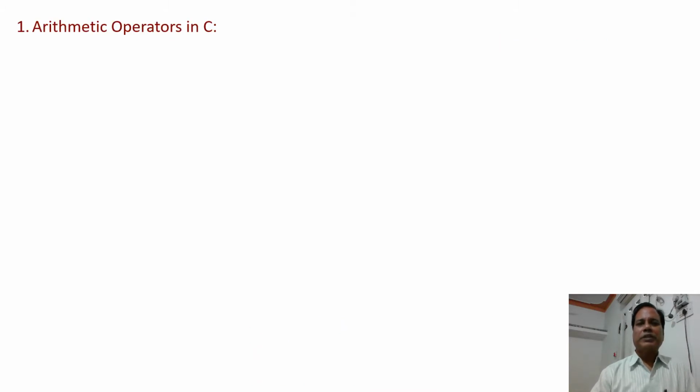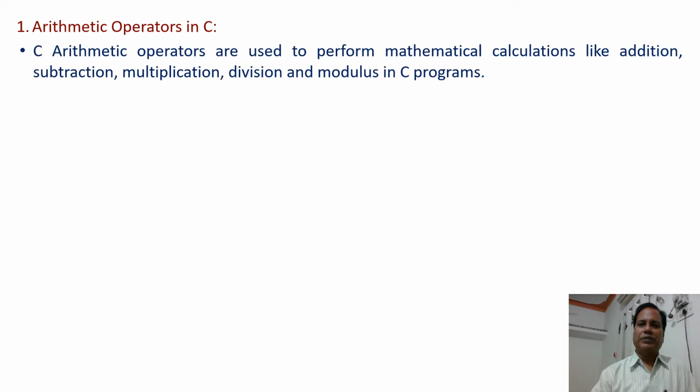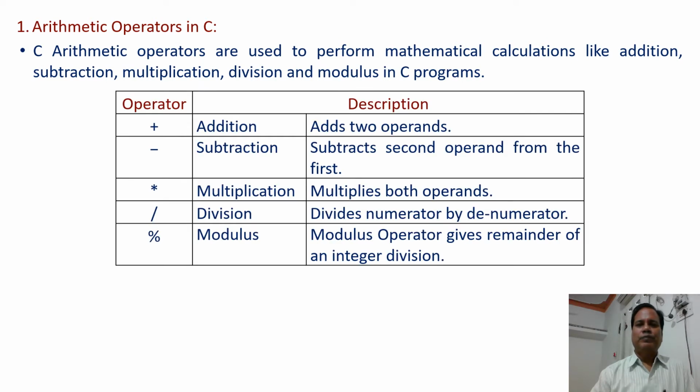Now let us discuss arithmetic operators in C. C arithmetic operators are used to perform mathematical calculations like addition, subtraction, multiplication, division, and modulus in a C program. This table shows the symbols for different operators and their meaning.